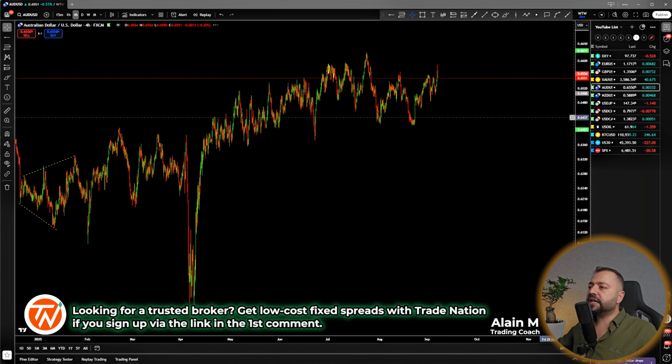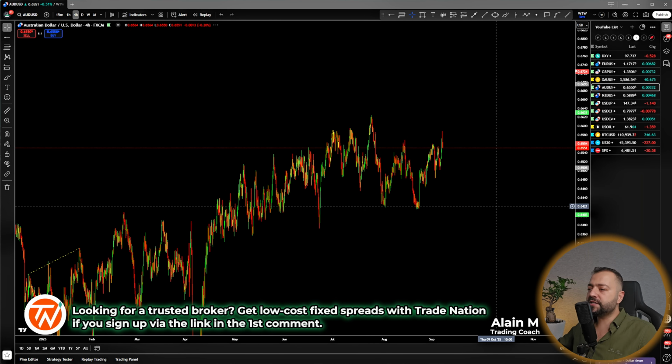Aussie dollar for this one, exactly the same. Market is pushing to the upside after this trap. Market took liquidity under this low and then went all the way up. What's next? I'm expecting this one to drop before any next structure. So Aussie dollar, we're expecting this to go to the downside before any next move.